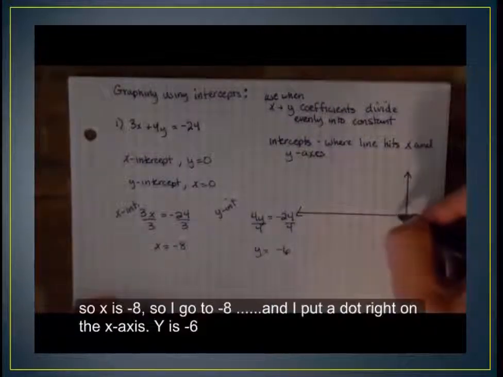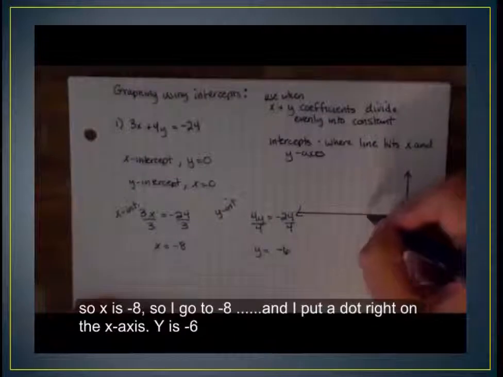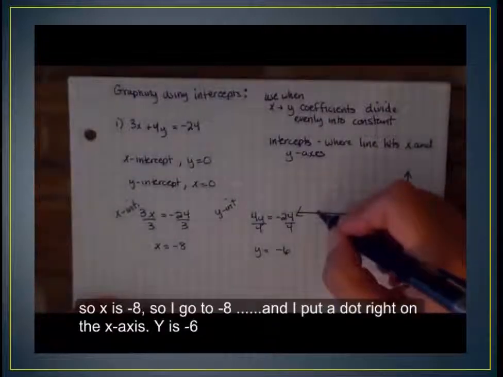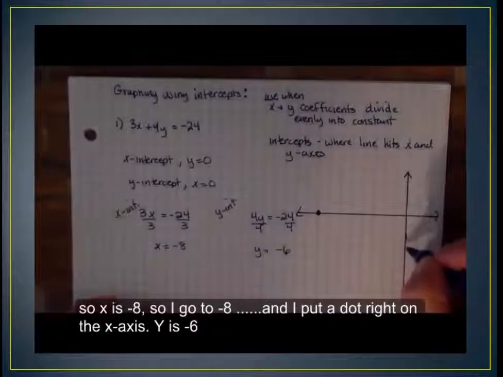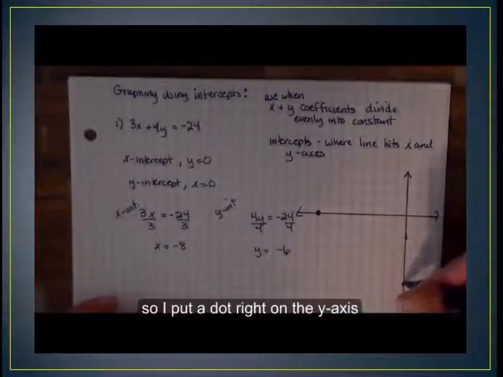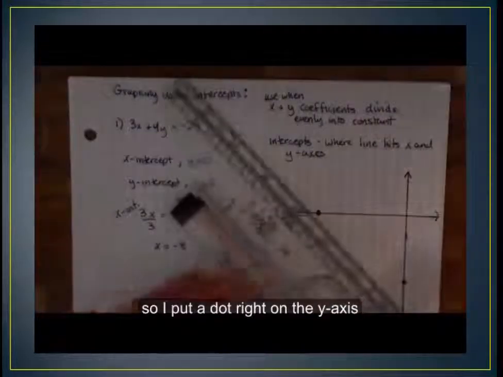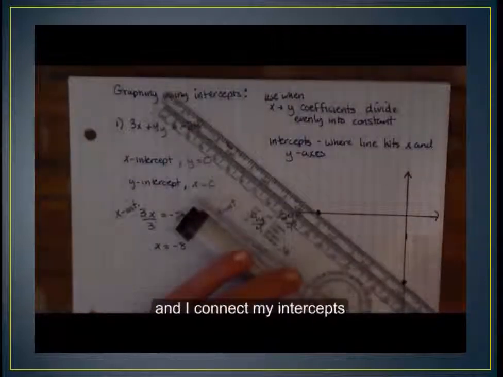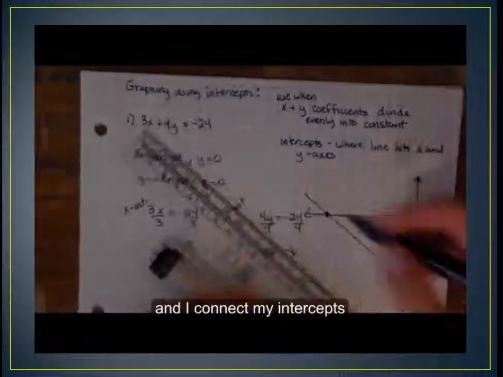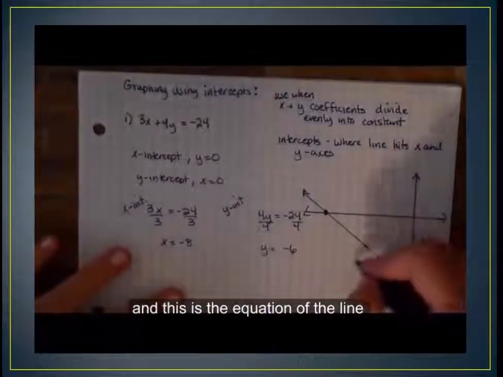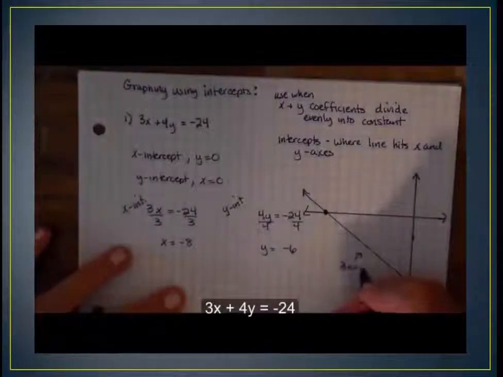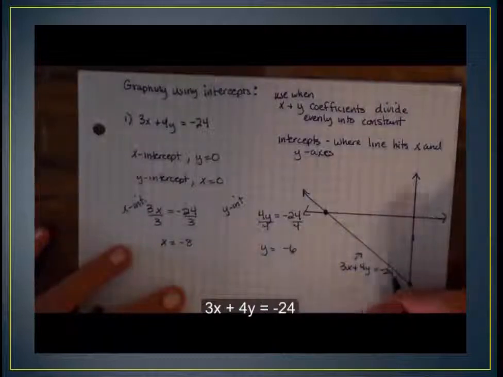So x is -8, so I go to -8, 1, 2, 3, 4, 5, 6, 7, 8, and I put a dot right on the x-axis. Y is -6, so I put a dot right on the y-axis. And I connect my intercepts. And this is the equation of the line 3x plus 4y equals -24.